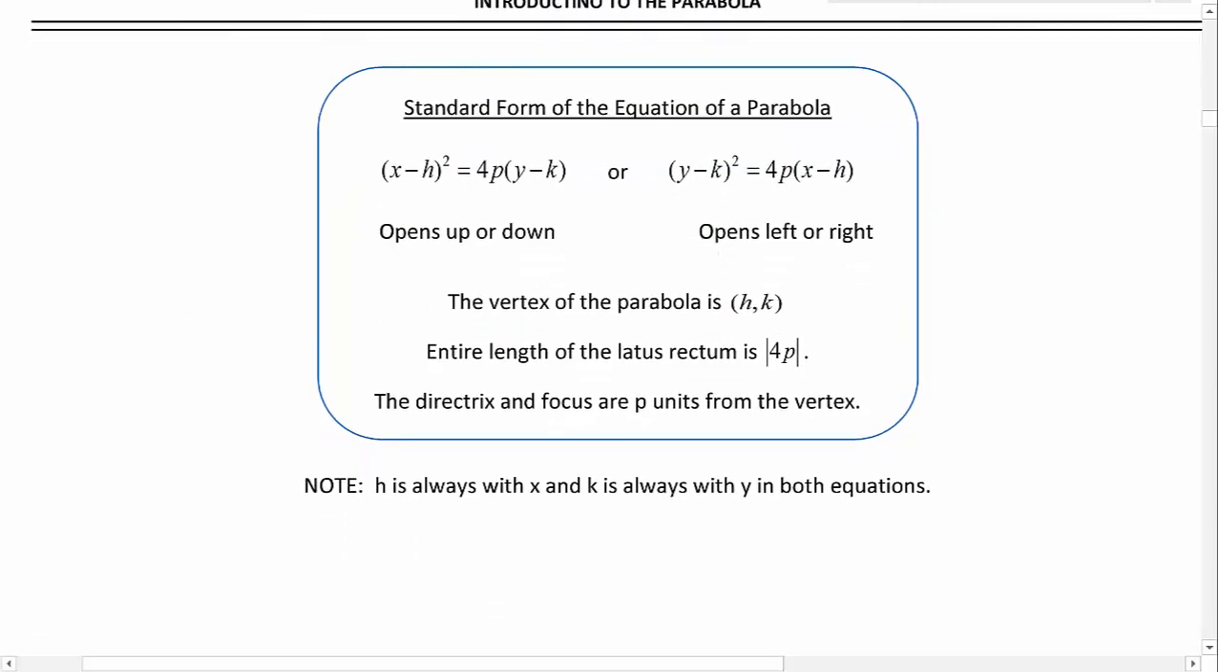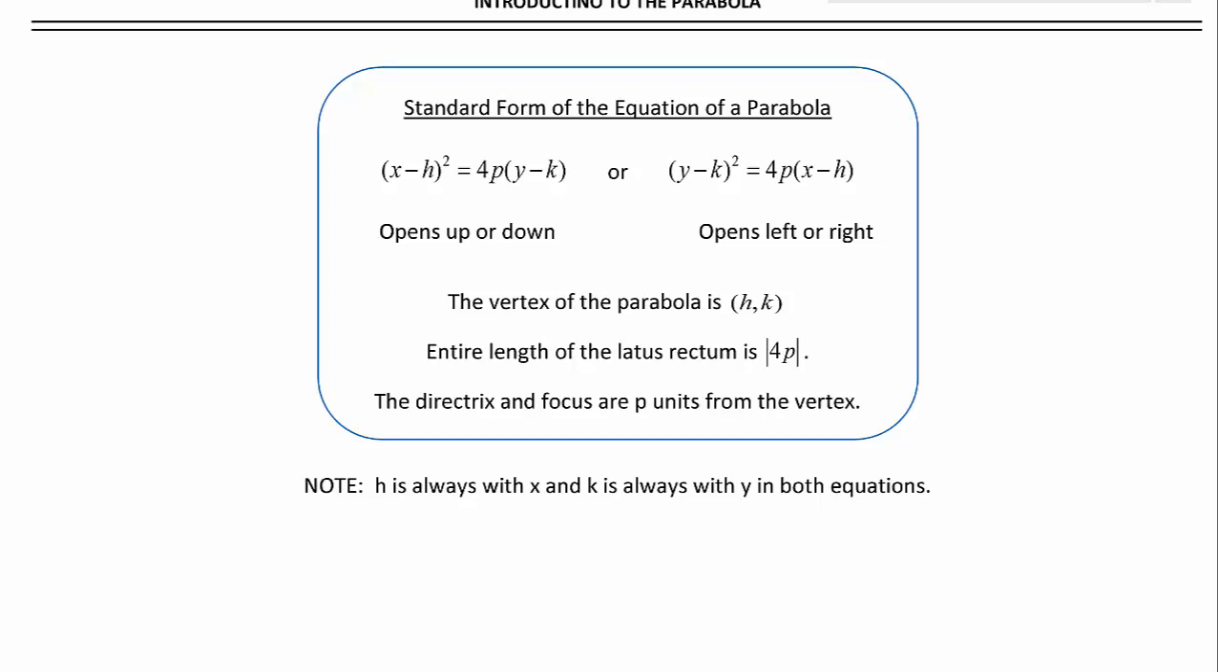Okay, so here is our standard form for the equation of a parabola. If the parabola opens up or down, then the x value is going to be squared. And that's what we've seen before in our experience with graphing parabolas, that x is squared. So if x is squared in the formula, it opens up or down. And our standard form is going to look like (x minus h) squared equals 4p times (y minus k).